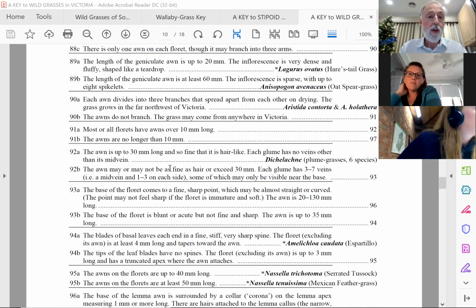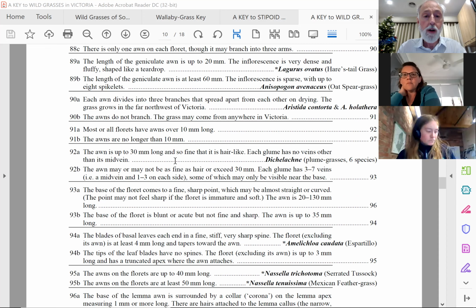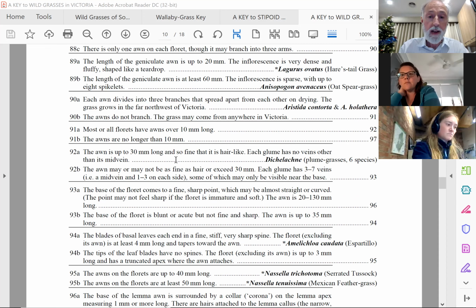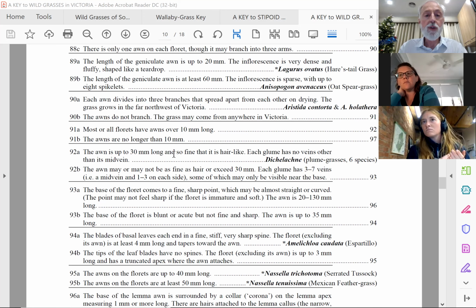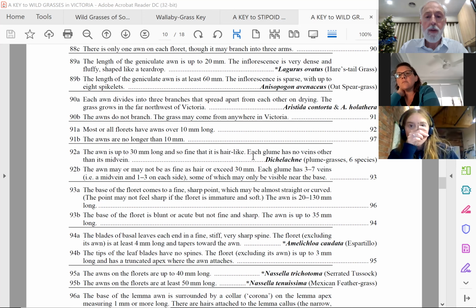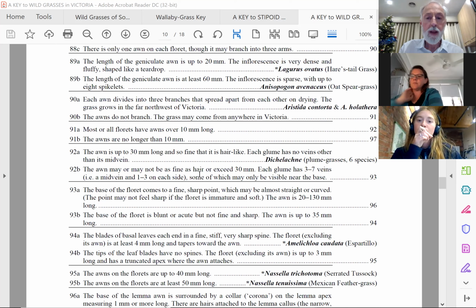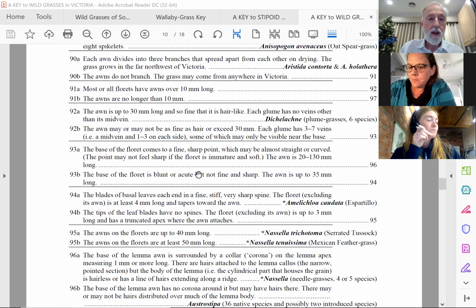And 92A says the awn is up to 30 millimetres long and so fine that it is hair-like. That would be a Dichelachne. And that's the big difference between the spear grasses and the plume grasses, or Dichelachne, that look rather similar, but they have shorter awns and they are fine like hair. They also differ in having a glume with no veins other than the midvein. So we don't have a plume grass, we go to 93.